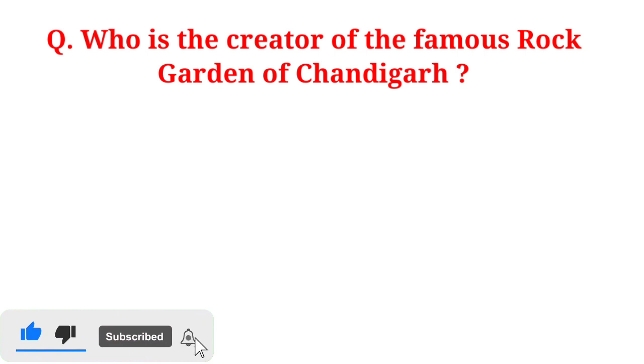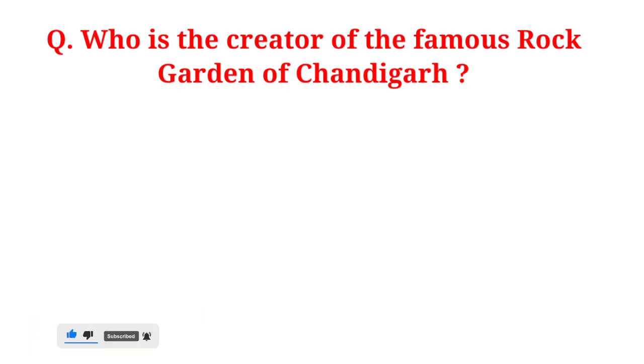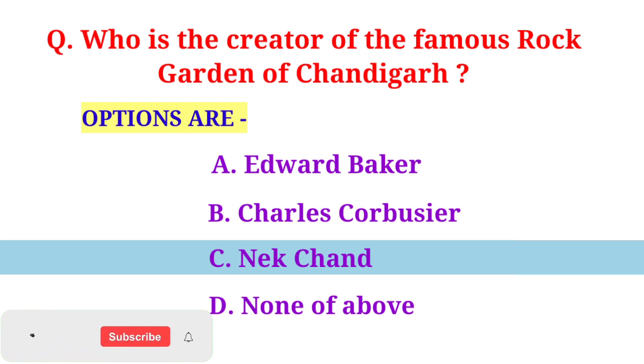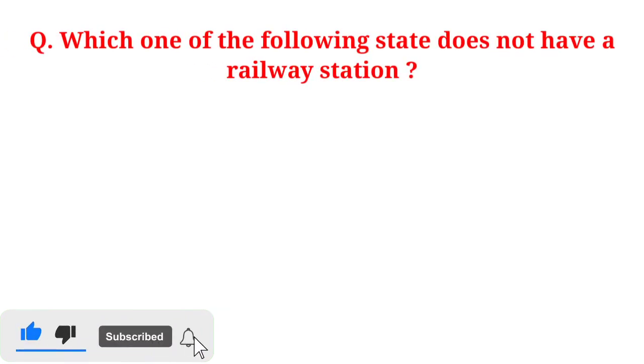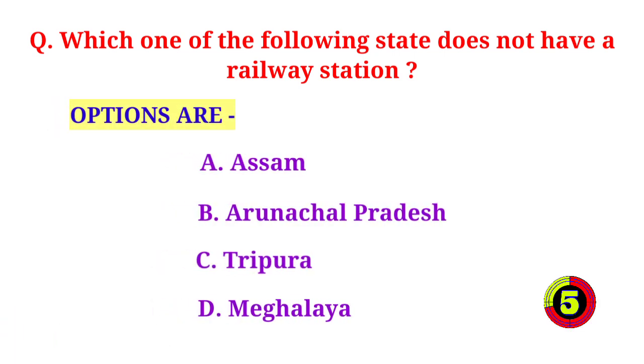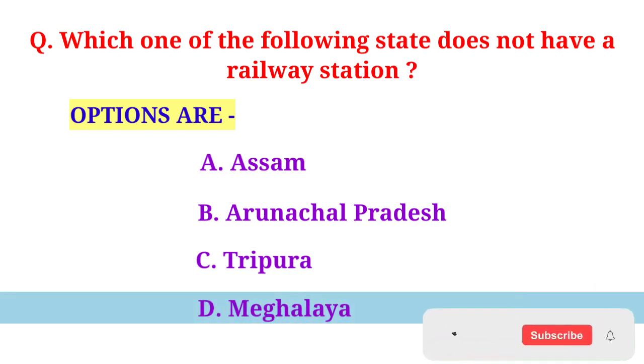Who was the creator of the famous rock garden of Chandigarh? Option C, Nek Chand, is the correct answer. Which of the following state does not have a railway station? Option D, Meghalaya, is the correct answer.